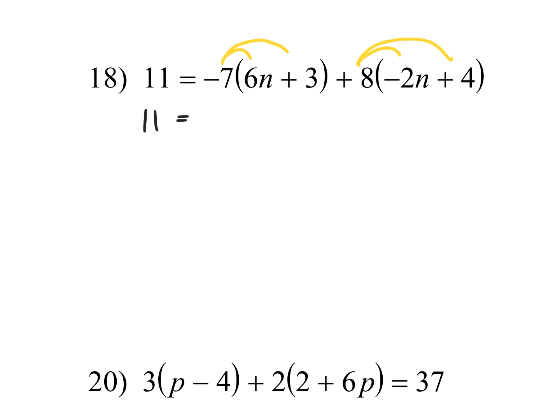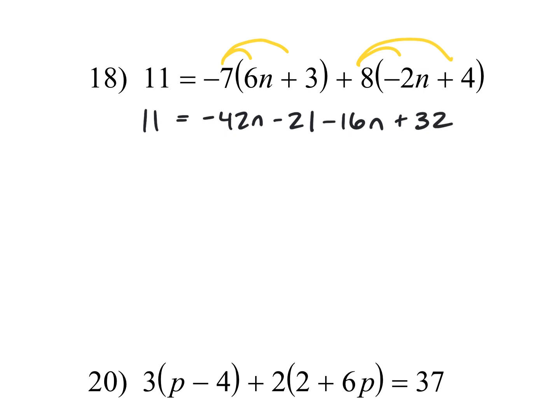-7 times +6n is -42n. -7 times +3 is -21. Then +8 times -2n is -16n. And +8 times +4 is +32.